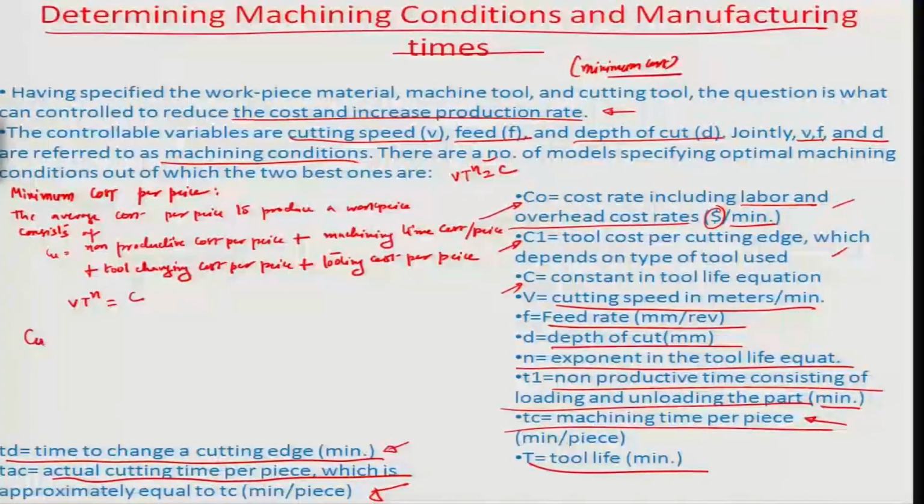So, obviously, the Cu, which is also the cost per component that you are manufacturing on this high throughput system, comprises of this non productive cost, which is actually very well written as the non productive time, which is involved in loading, unloading of the sample onto the machine, times of the total amount of cost rate of the labor, overhead, etc., which happens to be multiplied with time T1 to give the overall cost. So, this is C0 T1.